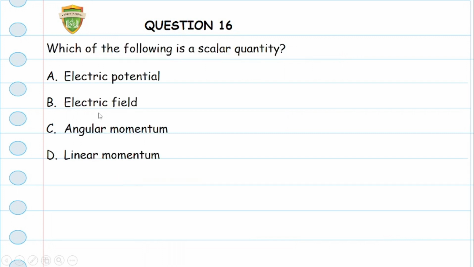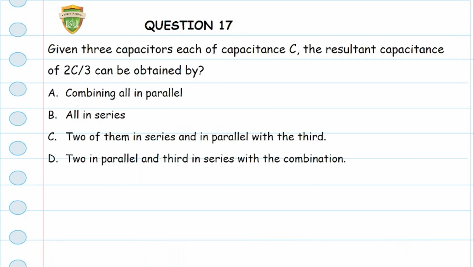Question 16. Which of the following is a scalar quantity? Now we know a scalar quantity is a quantity that has magnitude but has no direction. So armed with this knowledge, you know that the answer will be A, electric potential, because electric field is a vector quantity. It has both magnitude and direction. Angular momentum and linear momentum are both vector quantities. They have both magnitude and direction. So our answer is A, electric potential.